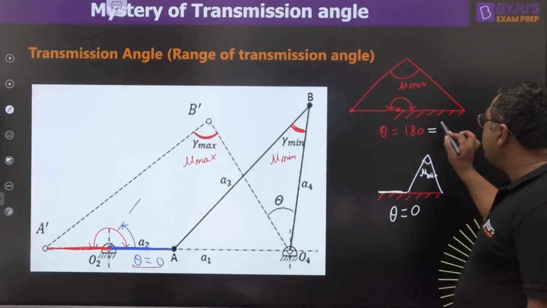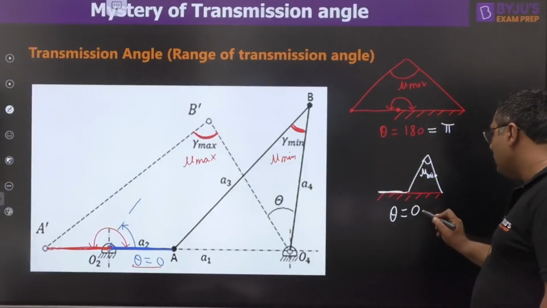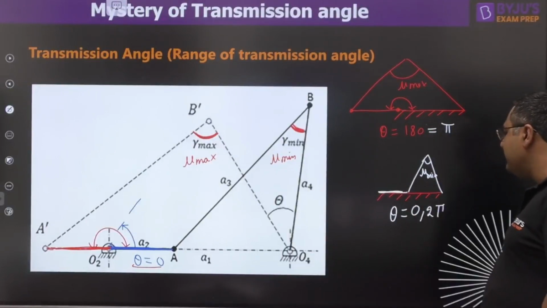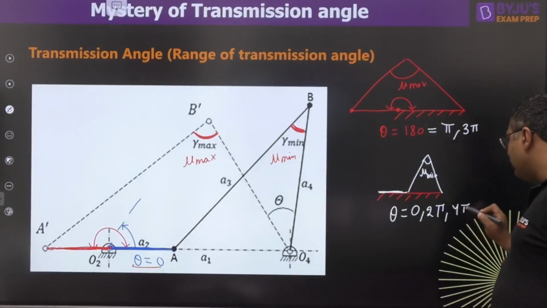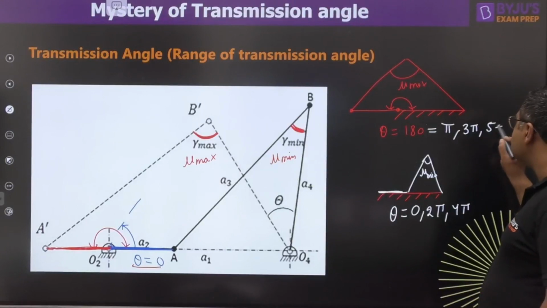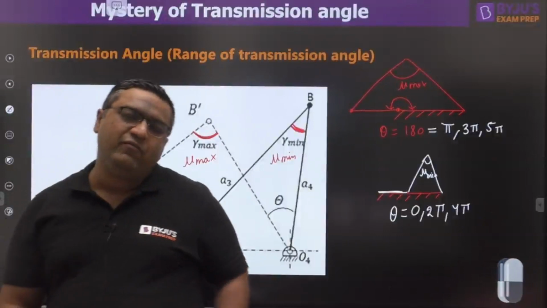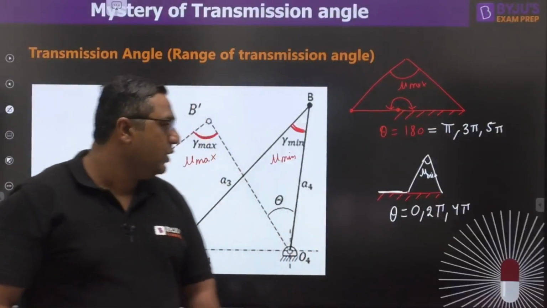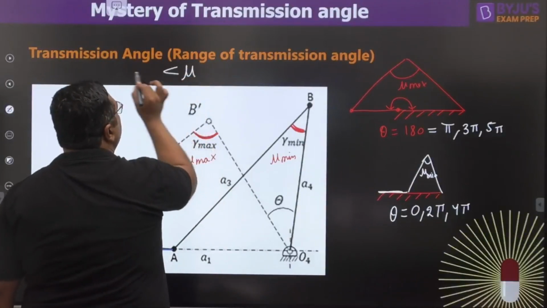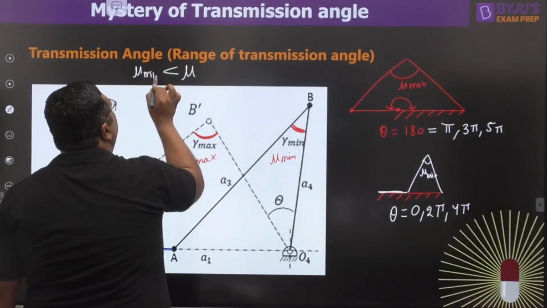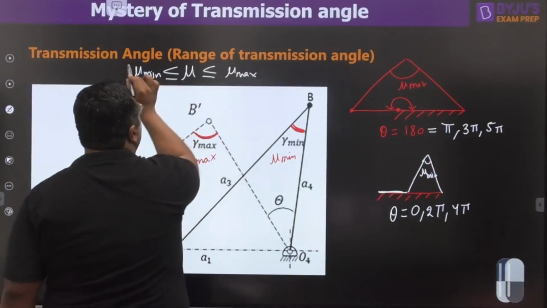Now you know 180 means pi. So when theta is 0, this is the condition; when theta is pi, this is the condition; when theta is 2 pi, this will be the condition; when theta is 3 pi, this will be the condition. For all other values, the condition is going to remain the same. So we got to know when we get mu minimum and when we get mu maximum. Whatever mu minimum value and mu maximum value you get, this is said to be the range of transmission angle.